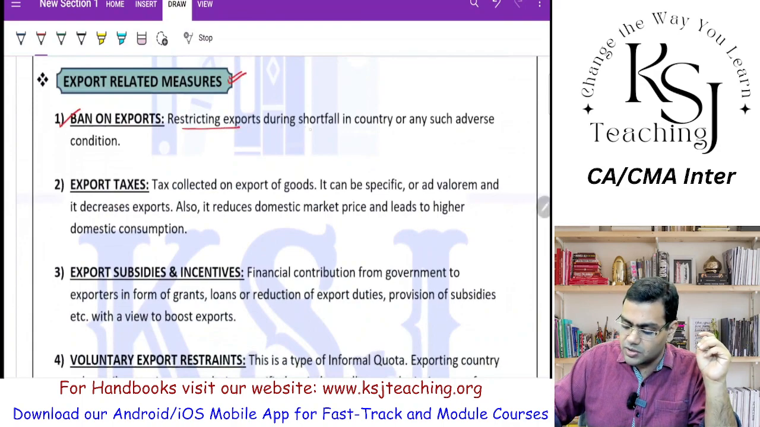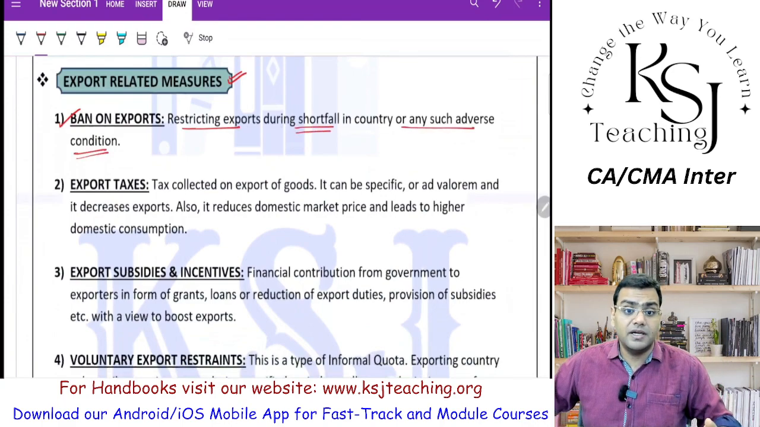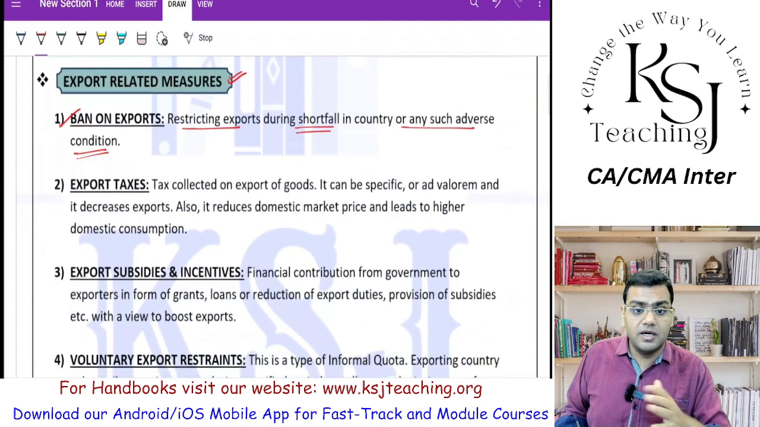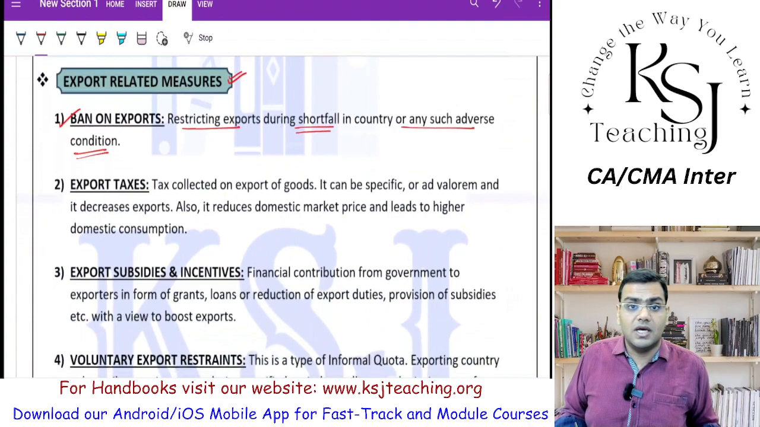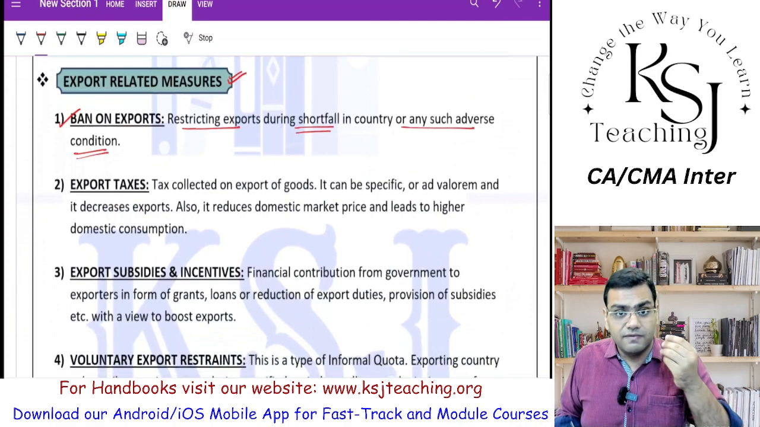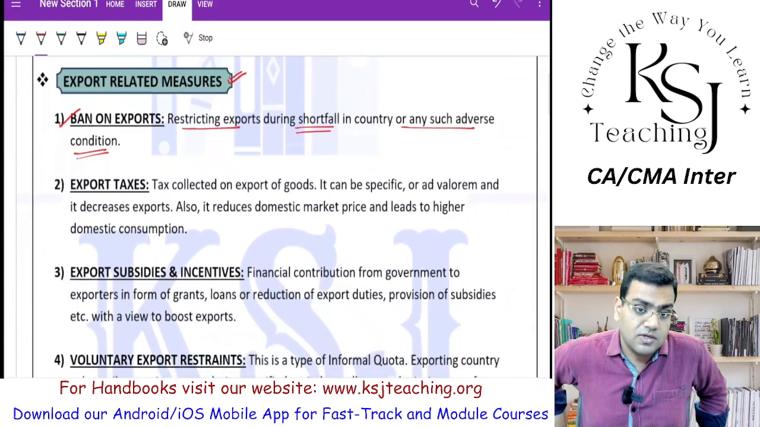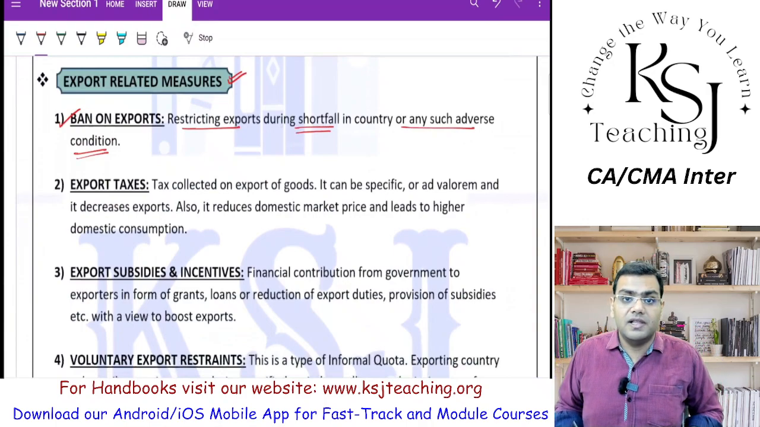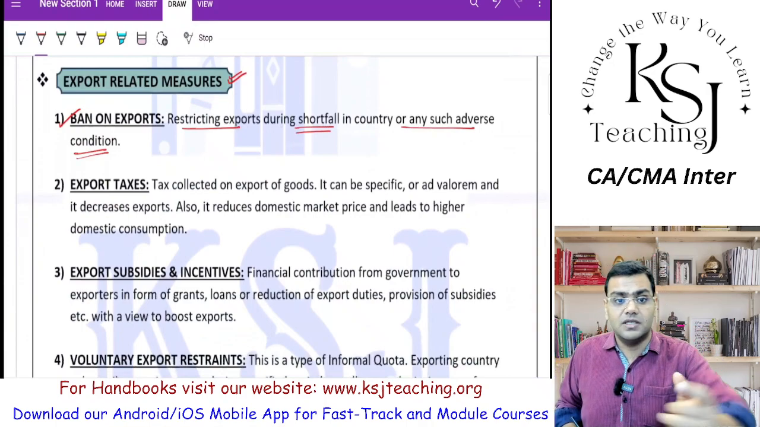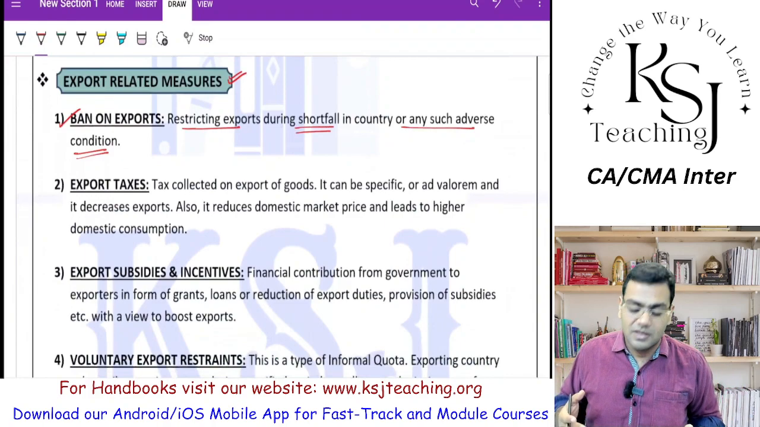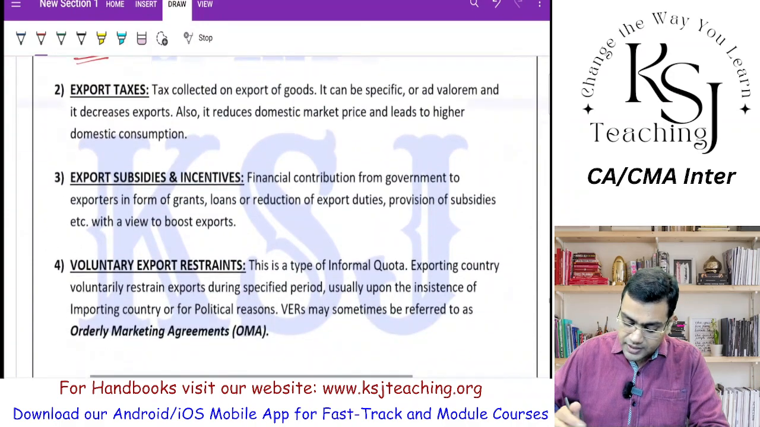Restricting the exports during a shortfall in the country or any such adverse condition: if in the country there is a demand for the product but there is a shortage of the product, and that product is being exported, he says first fulfill the demands of your economy, then the other economies. Fulfill the demand of your economy first, then fulfill the demands of other economies. Stop the exports.